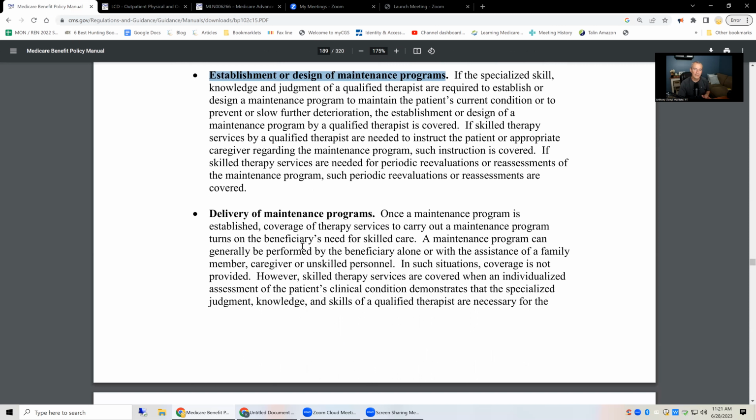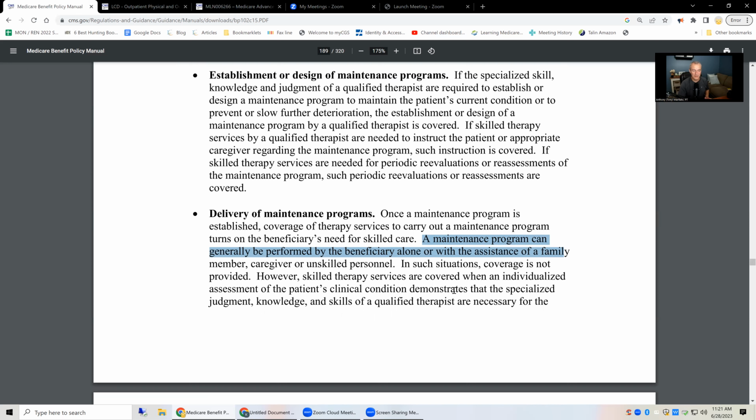The delivery of the maintenance program is really where we're going to focus today. And so a maintenance program can generally, let me say that again, because the way they word this is so confusing. Quote, "A maintenance program can generally be performed by the beneficiary alone or with the assistance of a family member, caregiver, or unskilled personnel. In such situations, coverage is not provided." Why they have to say it in that way makes no sense to me.